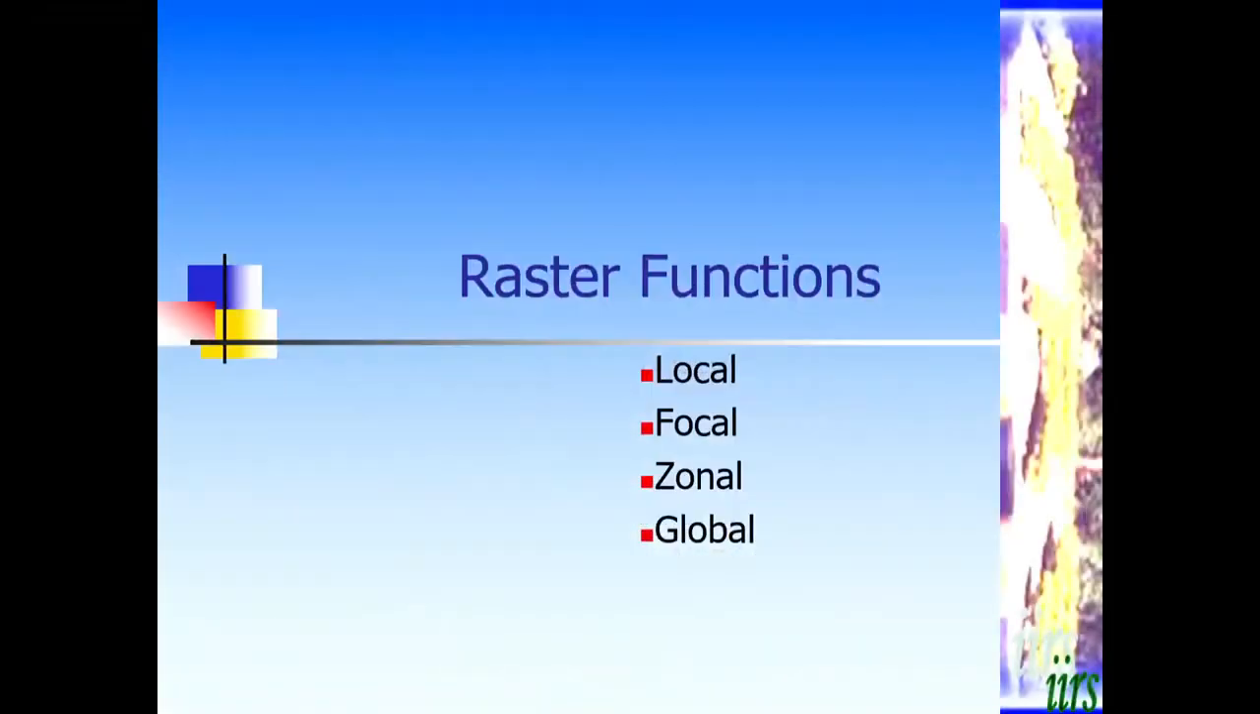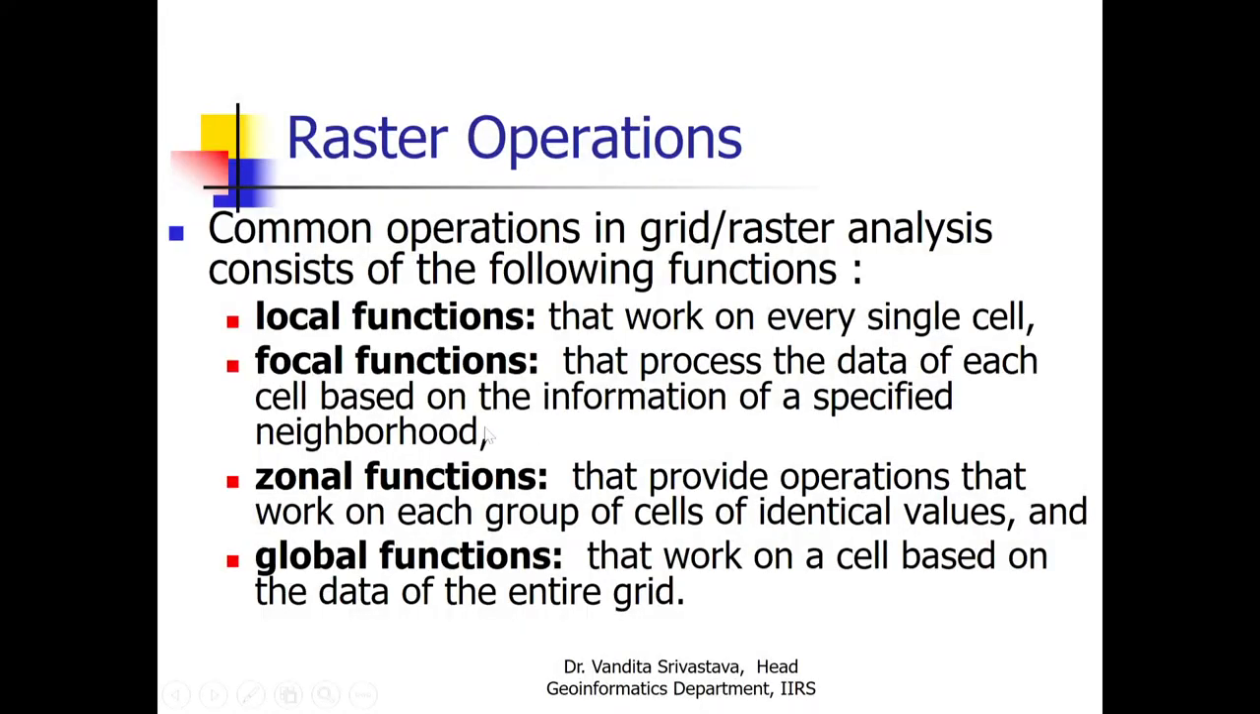Now let us discuss the raster functions: the local, focal, zonal and global operations. I'll discuss each one of them one by one. I just wish to tell you that anything that you can do on raster can be categorized into one of these operations: local, focal, zonal and global. And this applies not only on maps but also on images. Anything you are doing with raster structure can be classified into these 4 categories. So what are these? Let us discuss, and then I'll show you some examples of them.